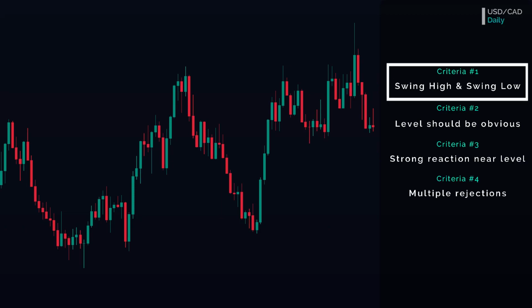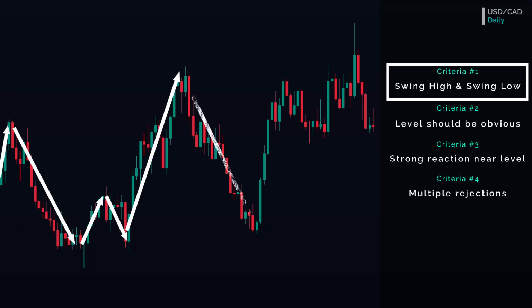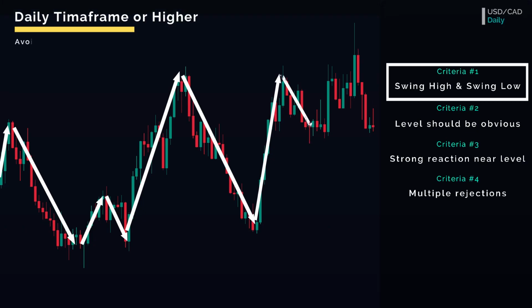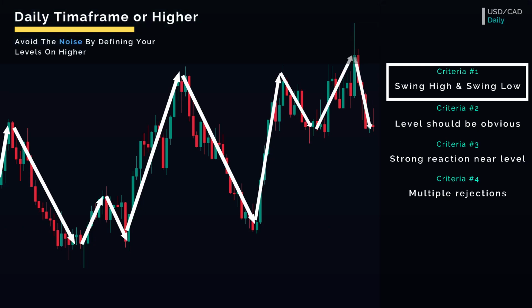Let's now get back to the first criteria and dive into more details. The first step that we need to complete on the chart is to identify swing highs and swing lows. As you can see here, I am drawing all the swings that I find obvious. A quick tip: I would suggest to identify your levels on the daily time frame or higher. This will ensure you don't get lost in the noise of lower time frames. Of course, intraday swings can be identified, but I wouldn't recommend going lower than the 4-hour time frame.